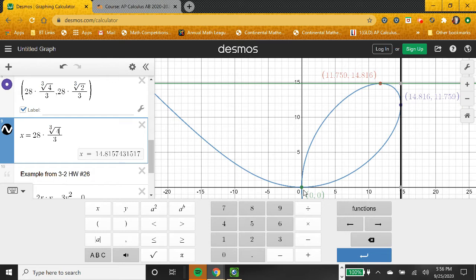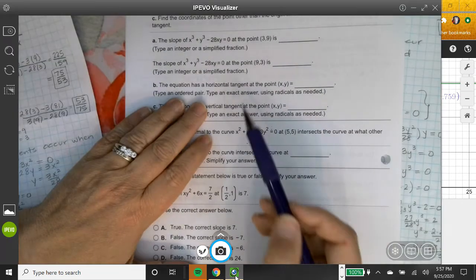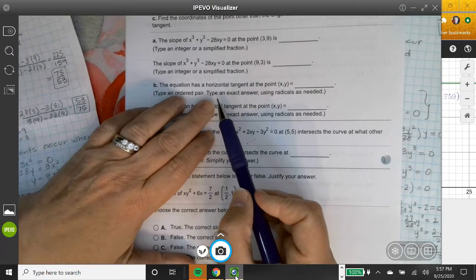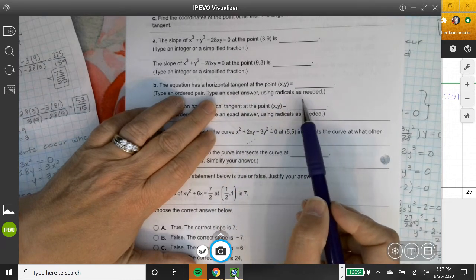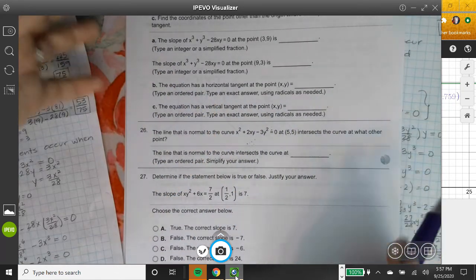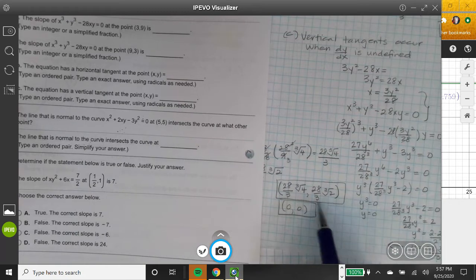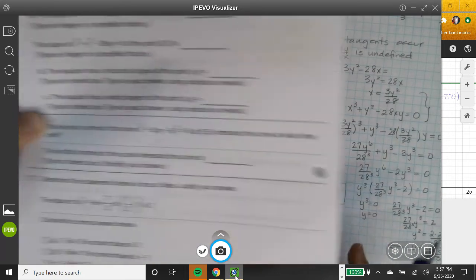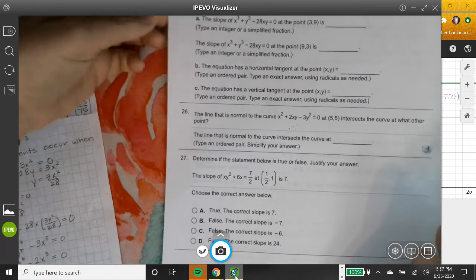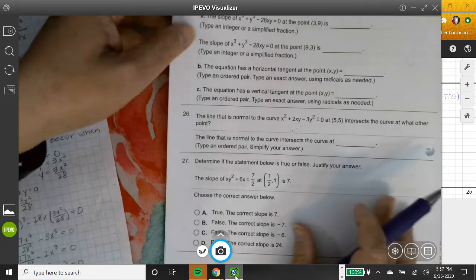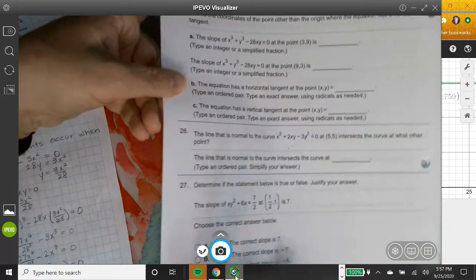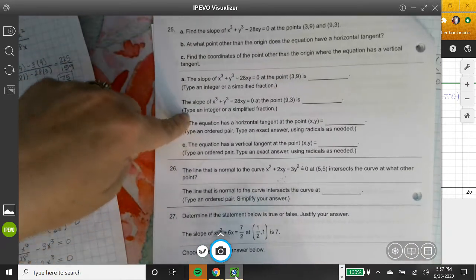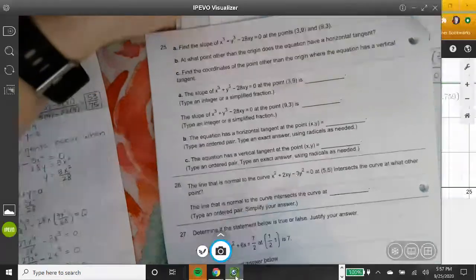But I believe this problem wants, it says type an ordered pair, type an exact answer using radicals as needed. So it's looking for the radical answers like this. Now what I'd like to also do really quickly is show you that you can solve this problem completely on the calculator. And this is how you would do it.